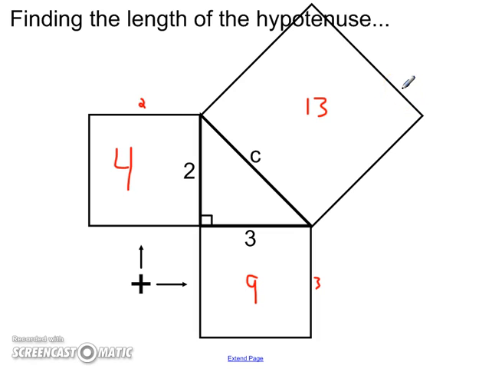Well, as we discussed in previous units, if I have the area of this square, to get its side length, I take the square root of the area. Well, what is the square root of 13? And we can go through that whole process.